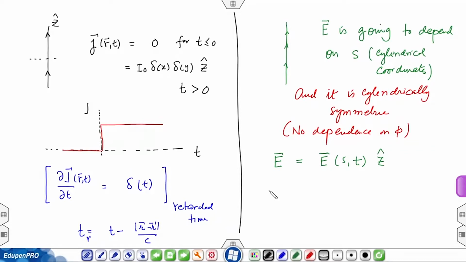So, what I am after is E(s, t) equals integral minus mu naught over 4 pi, d by dt prime of J at r prime, t prime, where t prime is the retarded time, divided by modulus r minus r prime dv prime. Let us now put in things that we have already displayed and do the calculation.